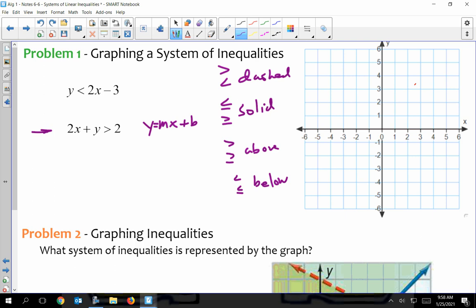So if you want to hit pause and graph these two, find where they overlap, find a point in the overlap, and plug it back into the original equations. You're going to go back here, plug them in, and see what you get.